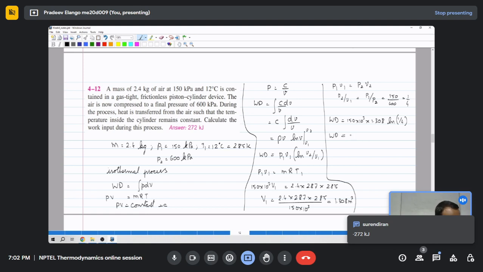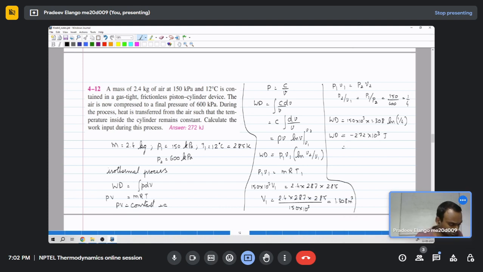Yes, the answer is minus 272 into 10 to the 3 joules, so this is minus 272 kilojoules. The work done we have got as negative because there is a compression work done on the air or the gas, so work is done on the system, so we are getting a negative value for work done. Do you have any questions on this problem?